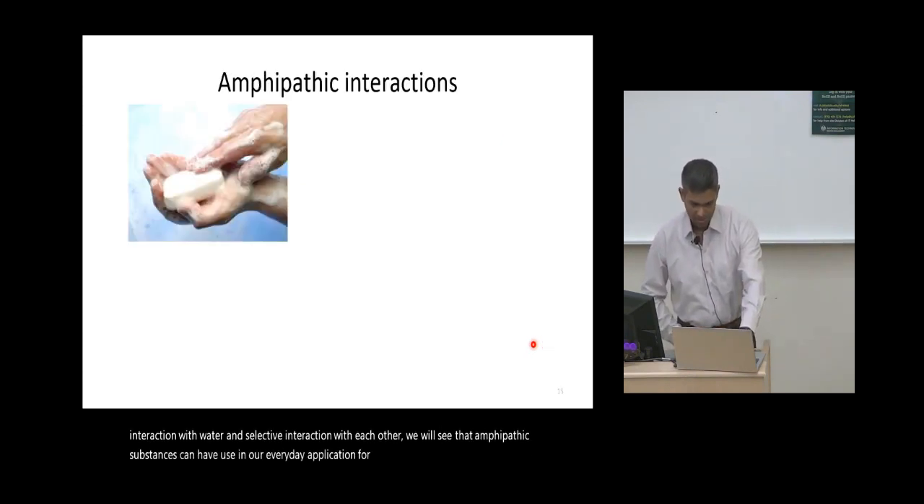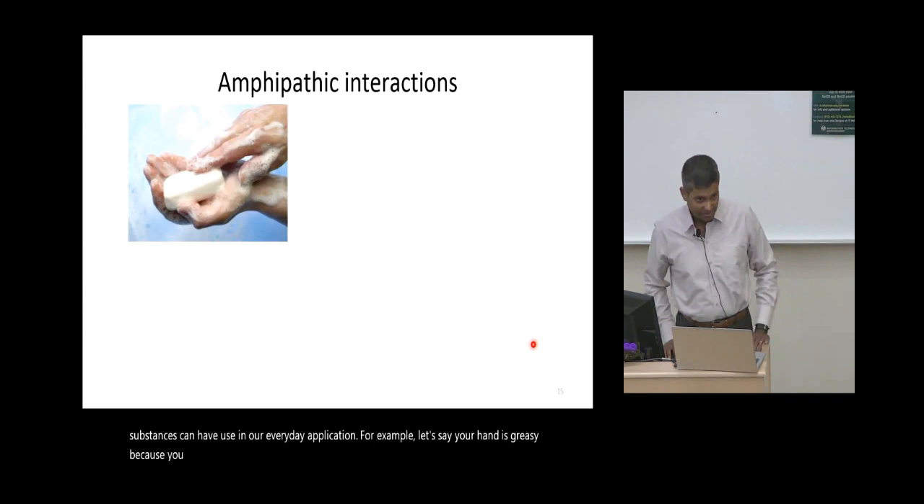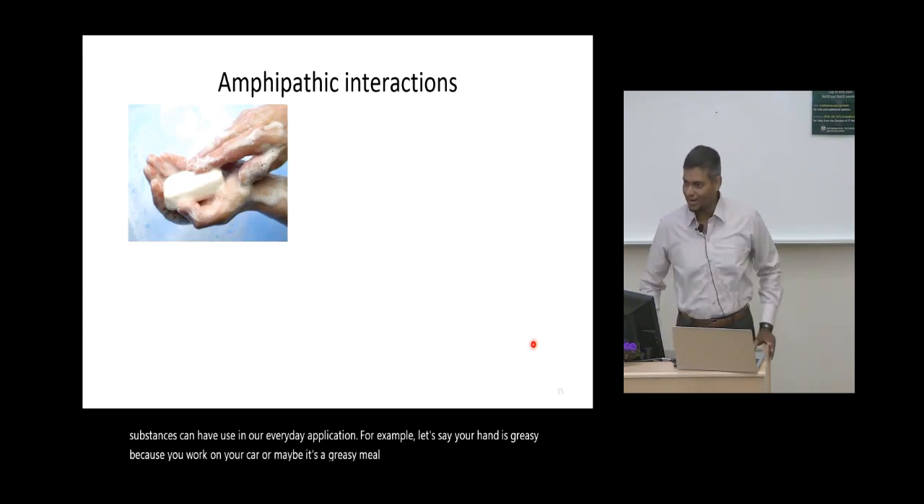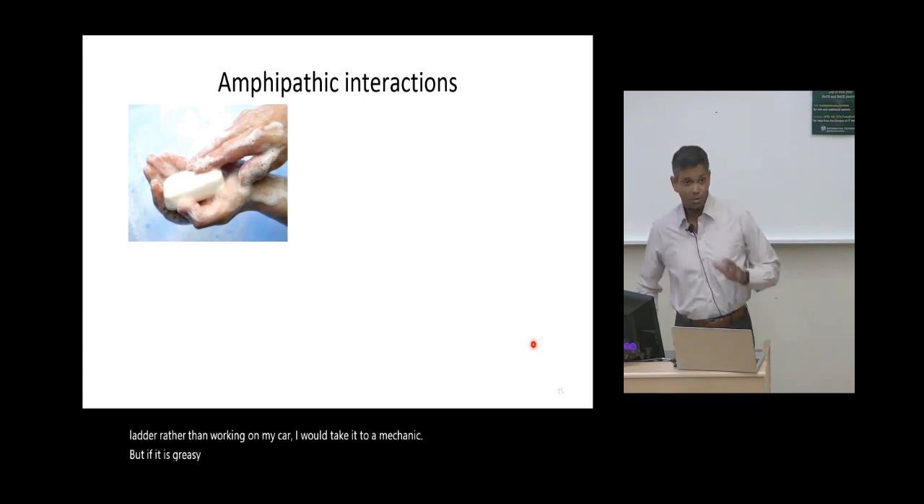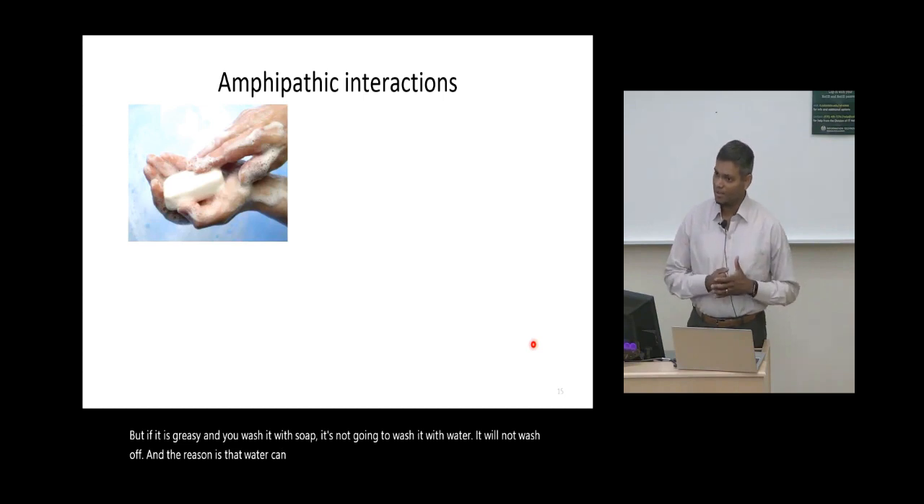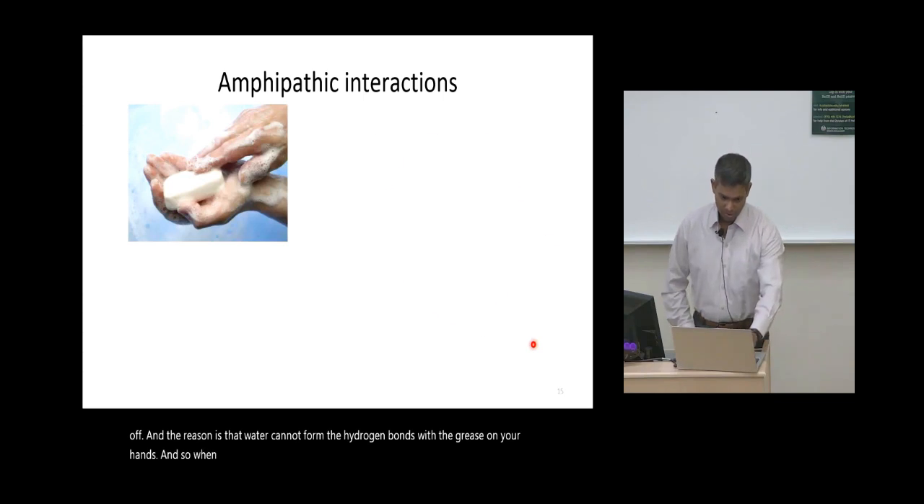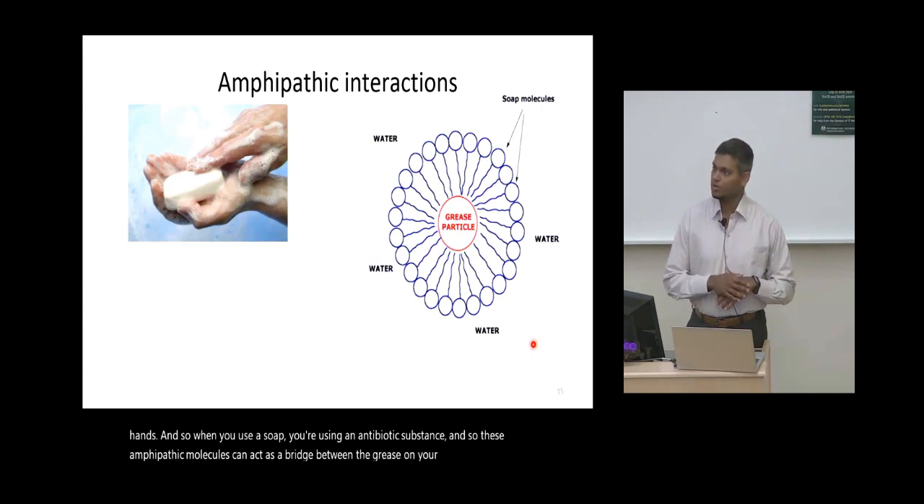For example, let's say your hand is greasy because you worked on your car or maybe at a greasy wheel. I would probably relate with the latter rather than working on my car. I would take it to a mechanic. But if your hand is greasy and you wash it with water, it will not wash off. The reason is that water cannot form hydrogen bonds with the grease on your hands. And so when you use soap, you're using an amphipathic substance. These amphipathic molecules can act as a bridge between the grease on your hands and the water.